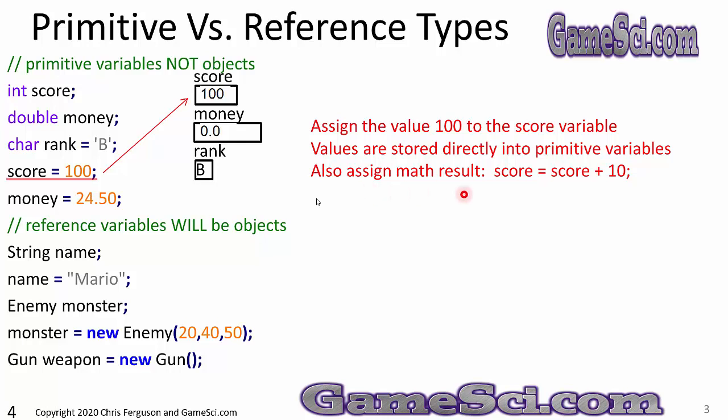You could have also assigned it a math result. Once we have an initial value in there, we could say score equals score plus 10. If this were to execute, it would extract the 100, add 10 to it, and store the 110 back into that variable. Variables are there to store values, and in primitive variables, you store them directly into the variable.